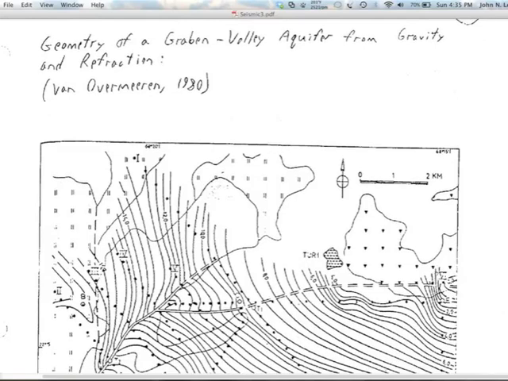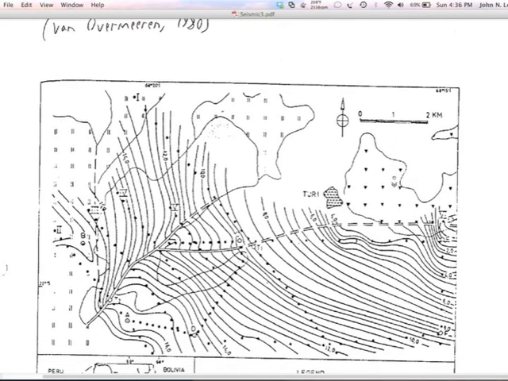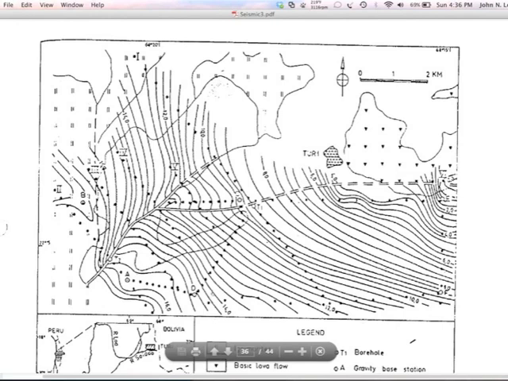Here's a really classical example that's also, I believe, mentioned in the text. It's the geometry of a graben valley aquifer from gravity and refraction. So we use two techniques together, increasing our ability to distinguish what we want to see. This is done by Van Overmeeren in, I believe, Western Argentina, back many years ago. And you can see some lines where they've collected gravity measurements, much like we collected gravity measurements, not in a grid, but in kind of a spider web of lines, and you draw a contour map from that.